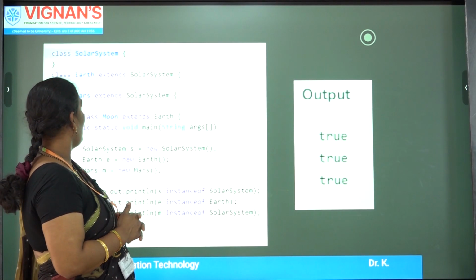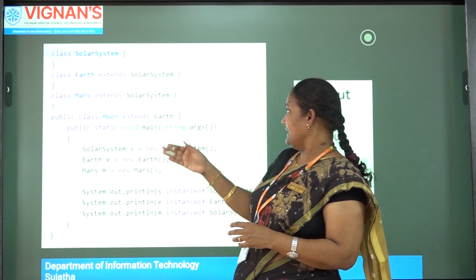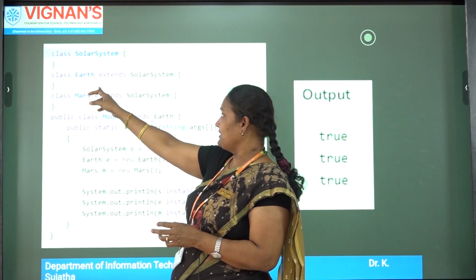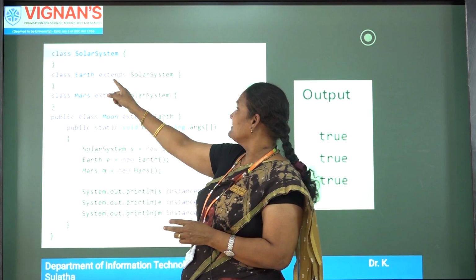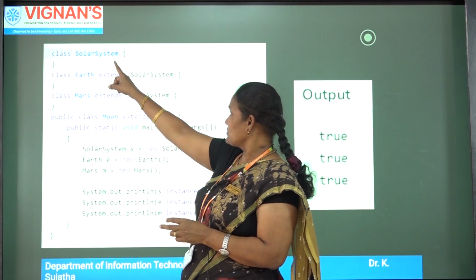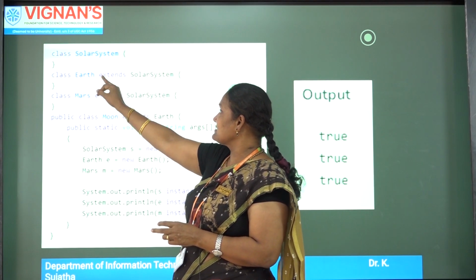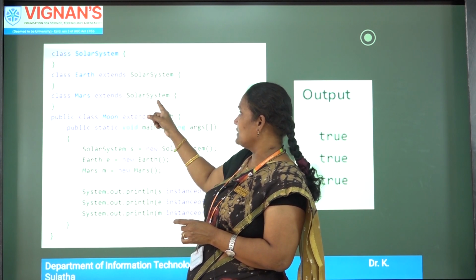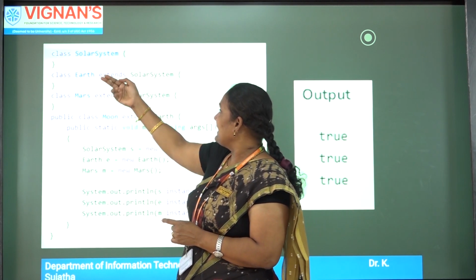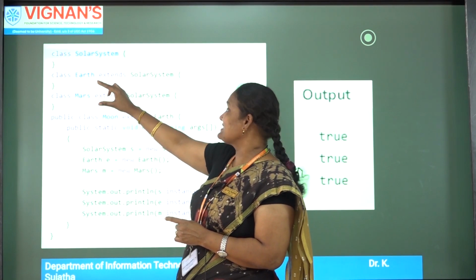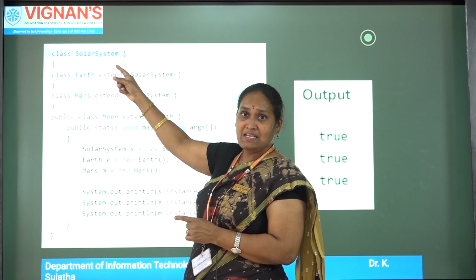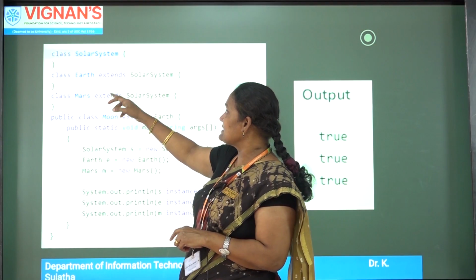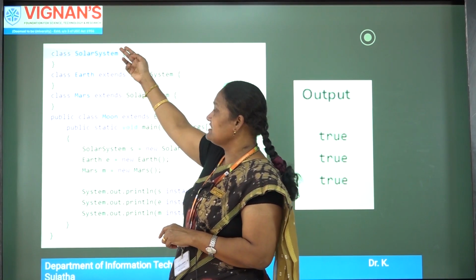And coming to the example, see here I have written a class SolarSystem. From this class I have written another class which is called Earth. This extends SolarSystem. Here SolarSystem is a superclass. Earth is the subclass of this SolarSystem, and Mars extends SolarSystem. And here you can observe that the Earth class and Mars class, these two are the subclasses of SolarSystem. That is, these two classes are sibling classes. These two can access all the methods and variables which are present in SolarSystem.